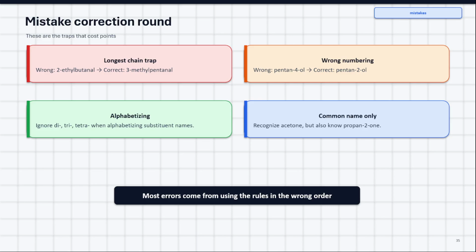Mistake 3 is alphabetizing dimethyl under D. Ignore di, tri, and tetra when alphabetizing. Mistake 4 is relying only on common names. Acetone is useful to know, but propan-2-one is the systematic form. Most mistakes come from using the rules in the wrong order.